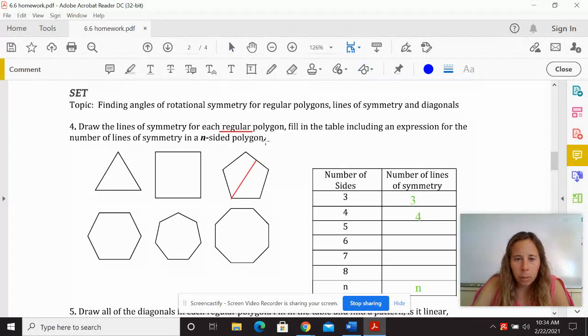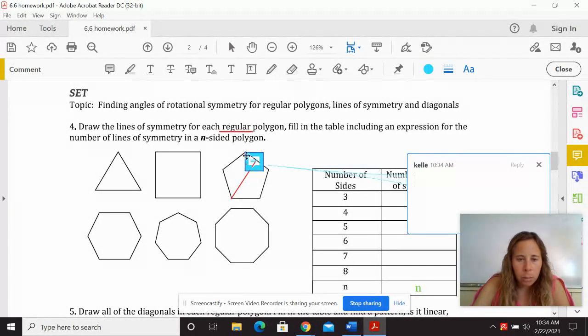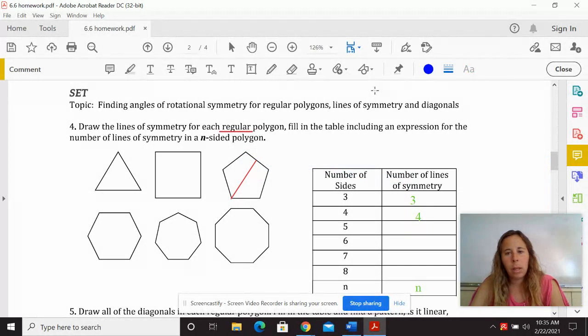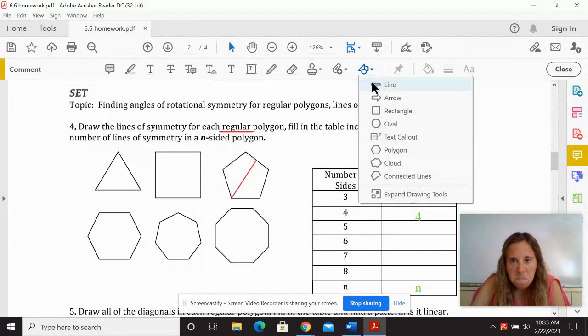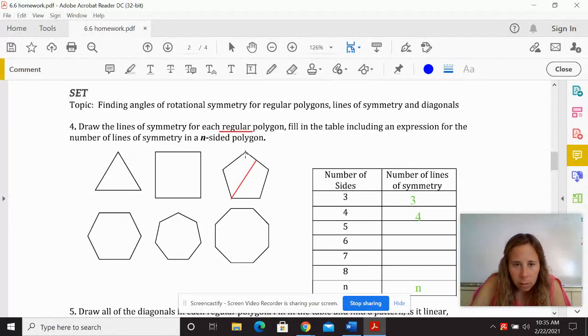So we're going to go from the vertex to the middle of the opposite side. Okay, so there's another one. From the vertex. Okay, and they're all crossing in the center.